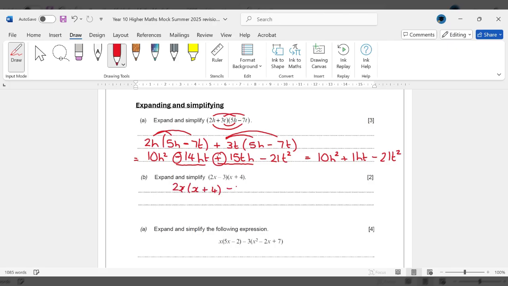Right. I'm going to do quite a few of these. So 2x squared plus 8x. That's the first one, right?